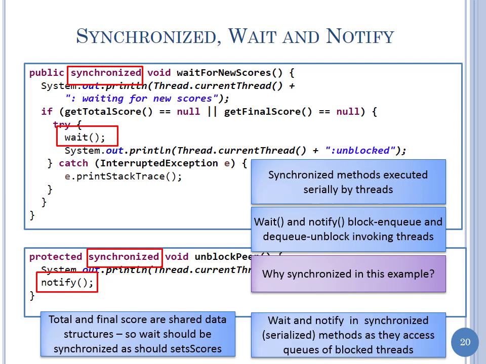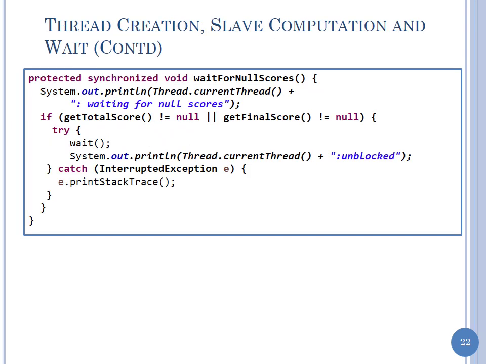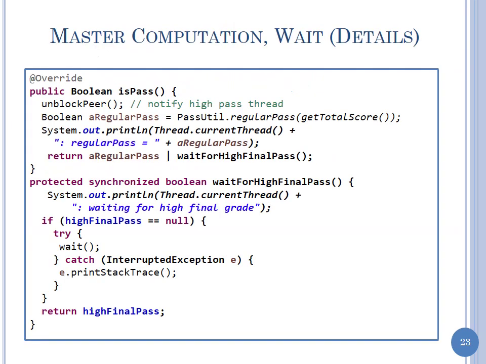So wait, notify and synchronized methods access queues of blocked threads. Questions? Now, how does the logic work for the application? That's a detail that we don't have to go into, but if you want to really understand what's going on, you can look at that.